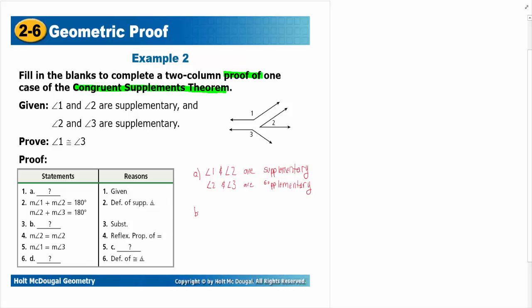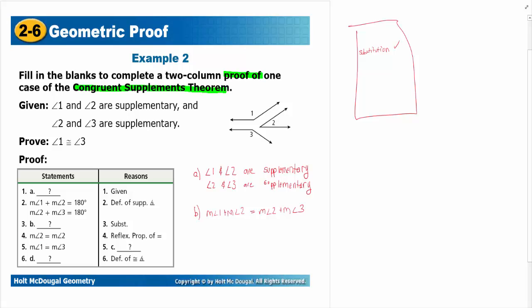So this is one of those things that you should put on your concept sheet. Remember, you have your little chapter 2 reason sheet. I would put another one for substitution. We already did it earlier. We're going to do substitution a lot. Make sure you write that down. So substitution, in this case, you would write it out as the measure of angle 1 plus the measure of angle 2 equals the measure of angle 2 plus the measure of angle 3. Alright, so that's B, substitution. I substitute it for 180 because they're both equal to 180.